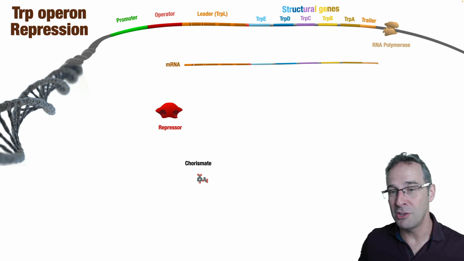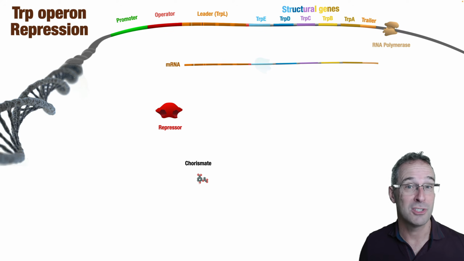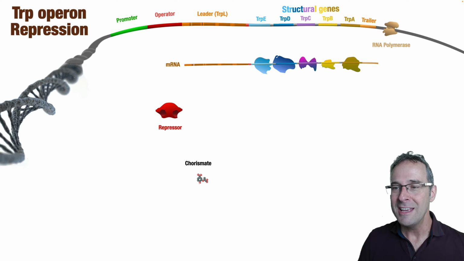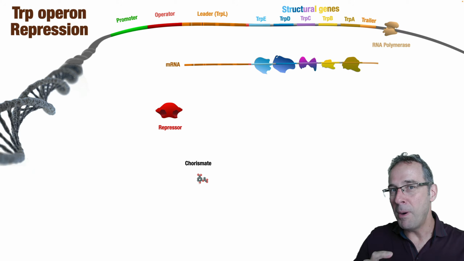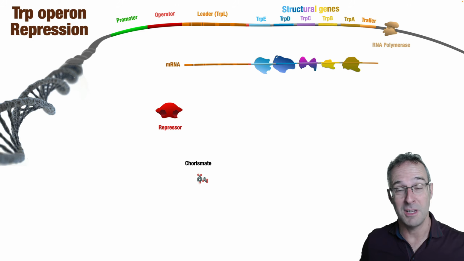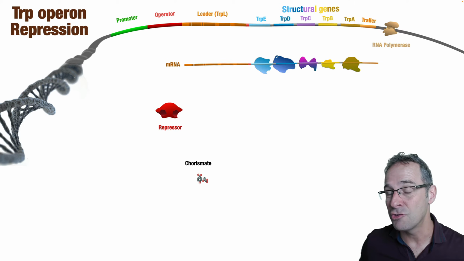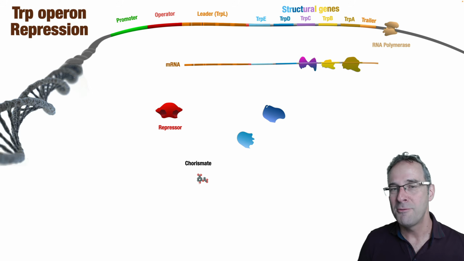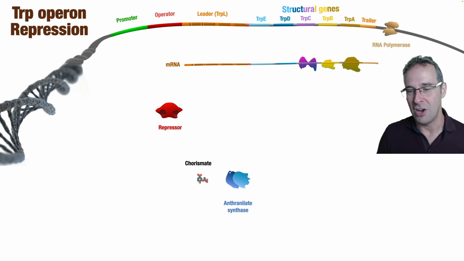That messenger RNA molecule then is translated as happens in eukaryotes, and that of course happens as a result of the action of ribosomes, giving us a polypeptide for each of those structural genes. Now, the first 2 of those polypeptides, the ones that are transcribed and then translated from TRPE and TRPD, together form an enzyme called anthranilate synthase. It's an enzyme that has quaternary structure. It's got more than one polypeptide.